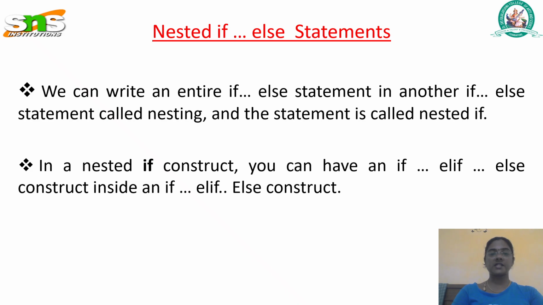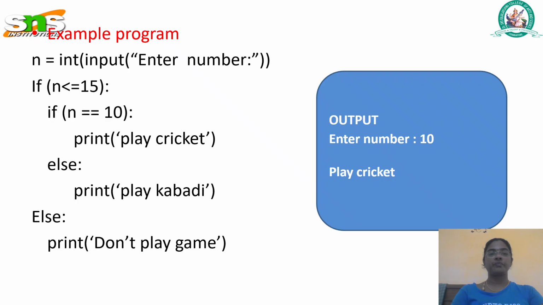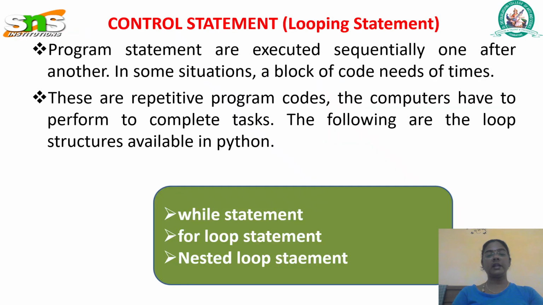Then nested if else statements. A nested if else statement is nesting two or more if else statements. Here we can have an example. If n is less than or equal to 15, within that we have another condition, n is less than or equal to 10. Likewise we can have n number of conditions. Then in loop statements we have while, for and nested loops.